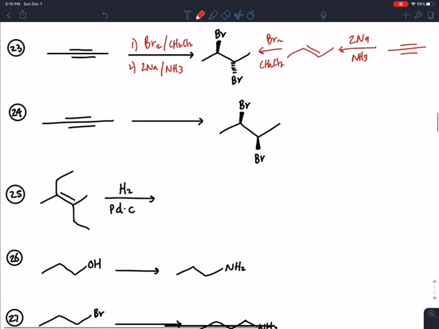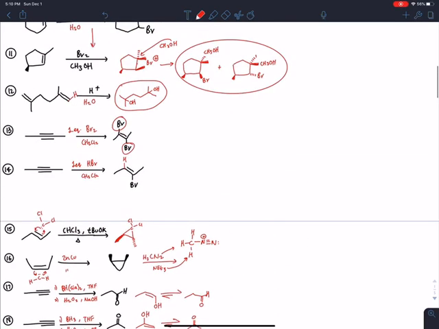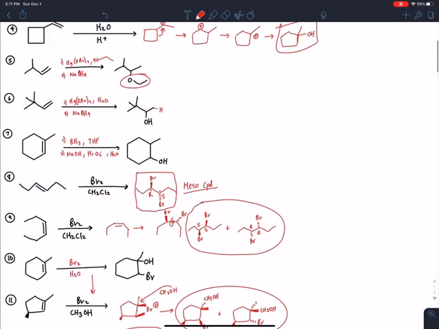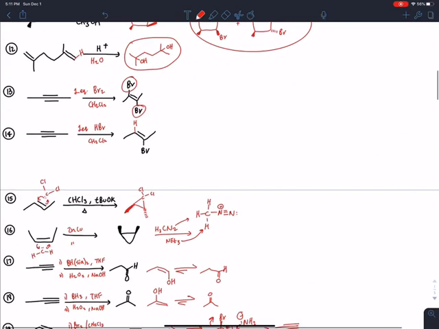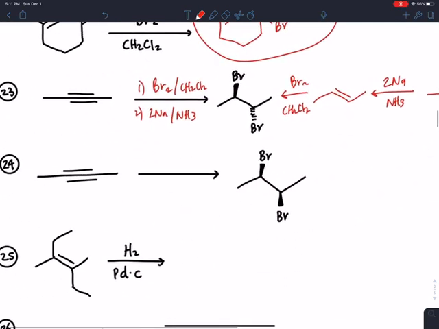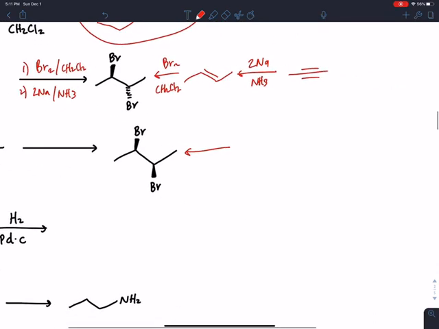For this one, when they're the same, well, this is very similar to a question we did before, which was to make two Brs that are the same as each other. And we noticed we needed a cis double bond to get that answer. So because we want a cis double bond, I know that right before this, it looked like this right here.